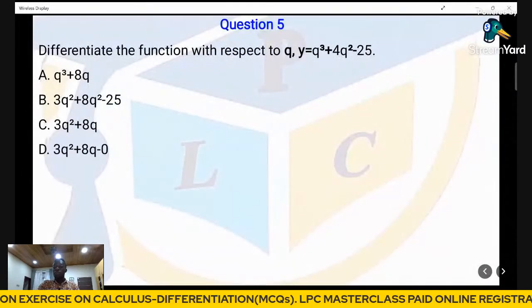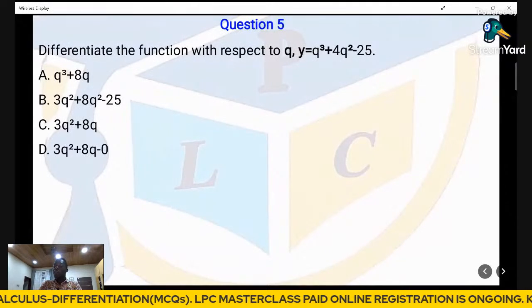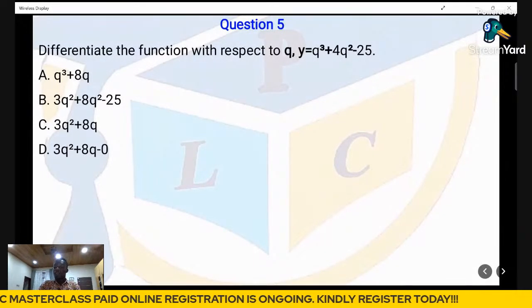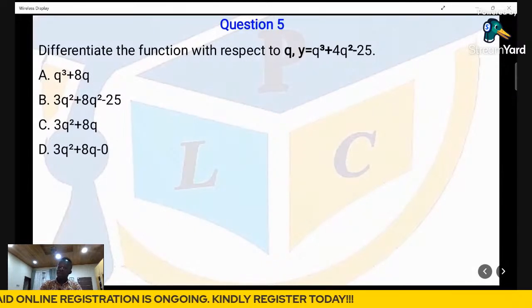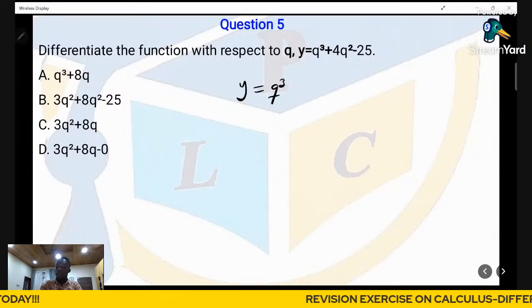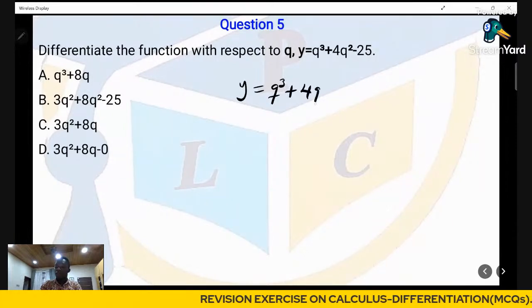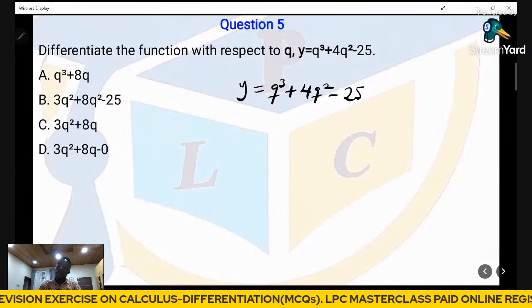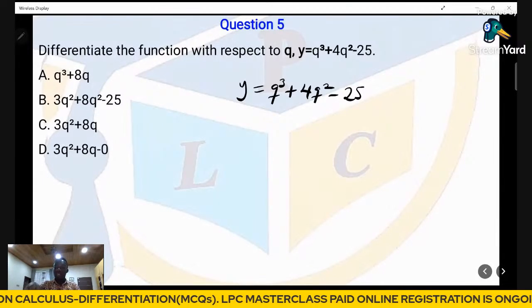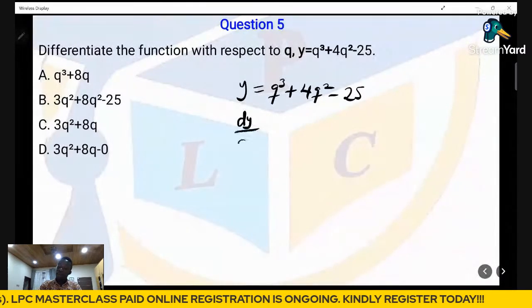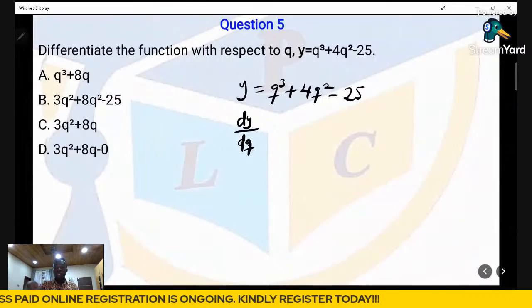Differentiate the function with respect to q. y is equal to q to the power of 3 plus 4q squared minus 25. So we are asked to differentiate this function. So here we are differentiating y with respect to q. Is that okay? So in this case, you're going to have dy over dq, not x, please. It is dy over dq.